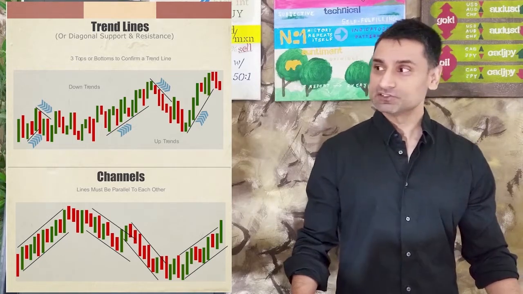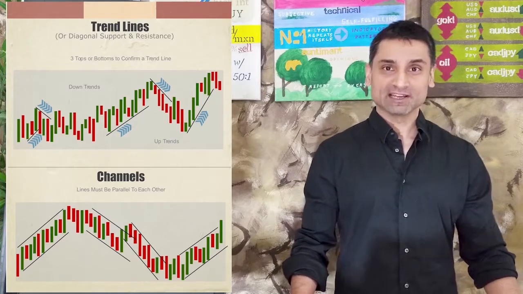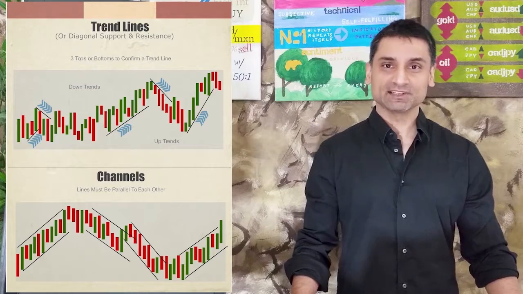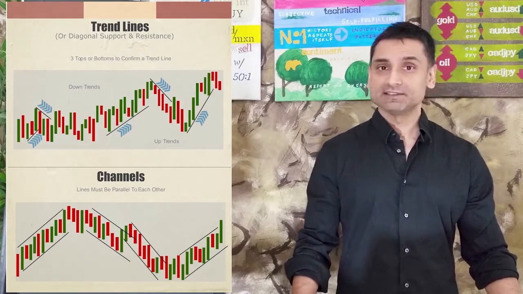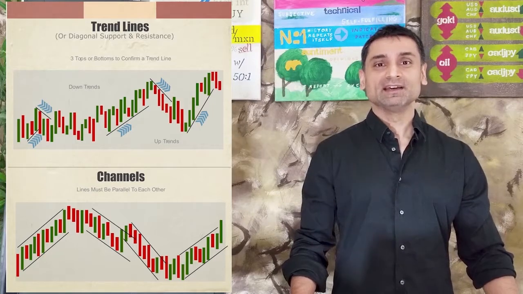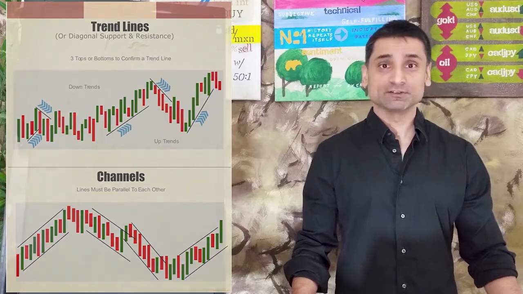Now channels are very similar to trend lines, except you have a trend line below the price and above the price, and both lines are parallel to each other. Both identify the direction that the market is going, and if your strategy calls for it, that's the direction that you would only take your trades in.